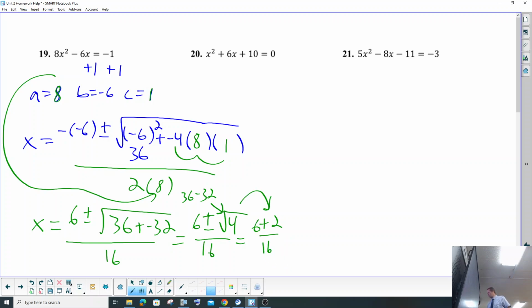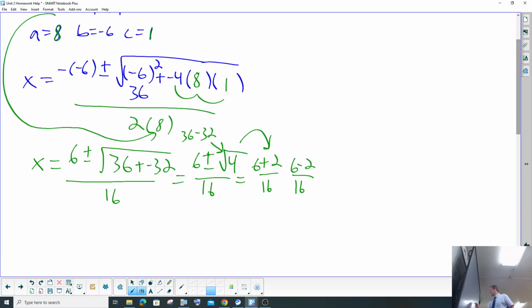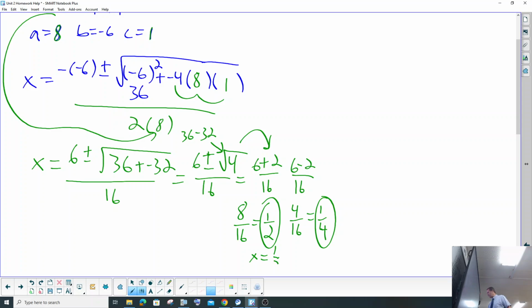And so then you also have a 6 minus 2 over 16. Those are our two answers there. So that's going to be 8 over 16, which equals a half. And then 6 minus 2 is 4 over 16, which reduces to 1/4. So those are our two answers. X equals a half and 1/4.